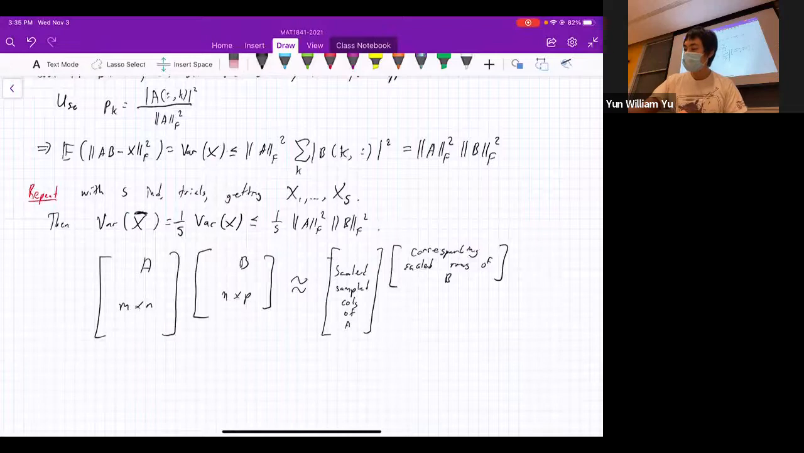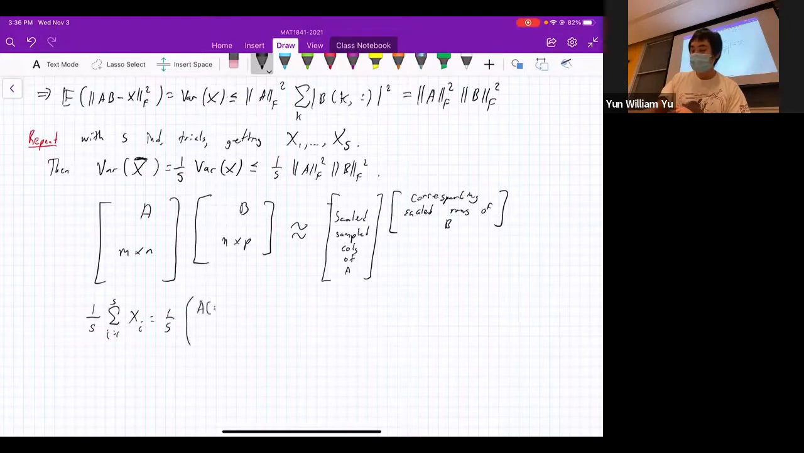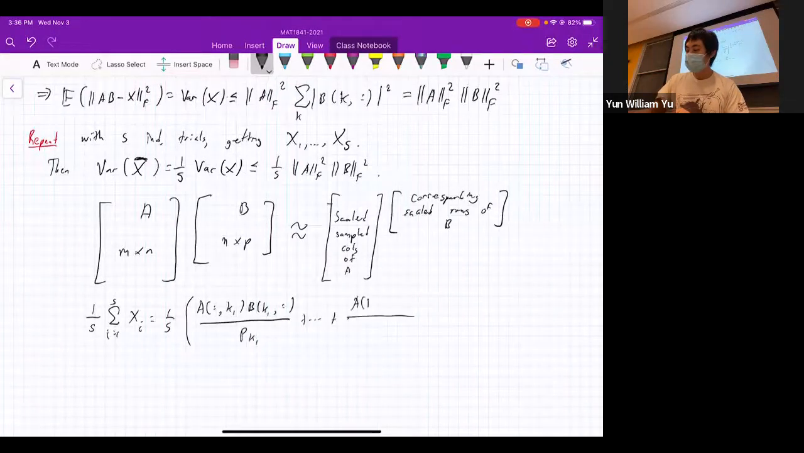So we're going to give them names in a moment. But anyway, writing this out a little bit more formally, this is 1 over s times the sum over i equals 1 to s of xi, which is 1 over s times each of these different samples. So the k1th column of A times the k1th row of B, divided by the probability of choosing that, and so on for all s of these things. Sorry, there are so many little dots to write down when I'm using this notation. It's a notation that makes more sense on the computer than when writing by hand, because I have to put in so many dots. p sub ks.